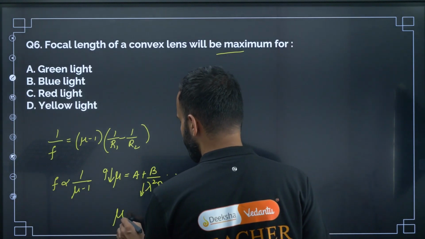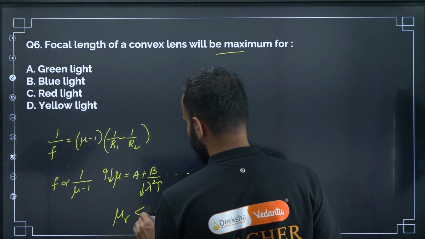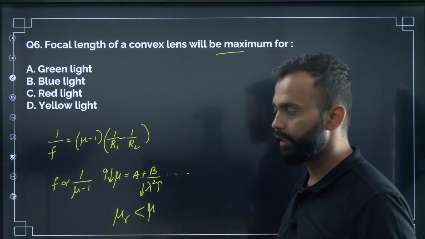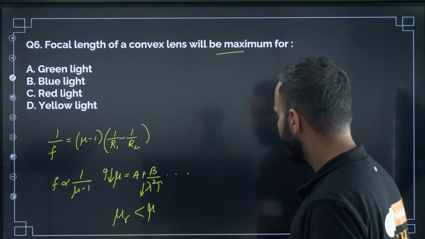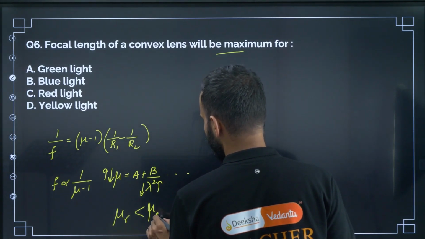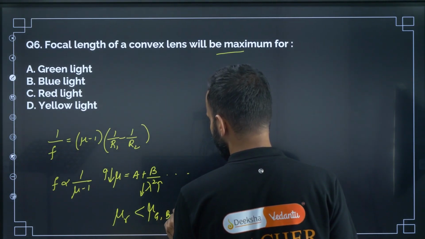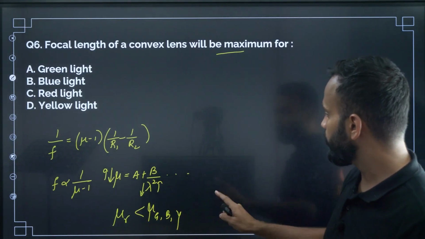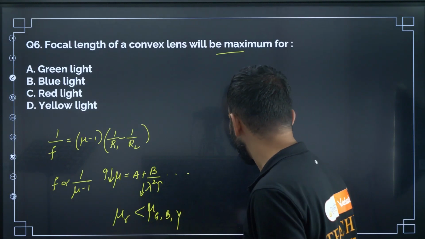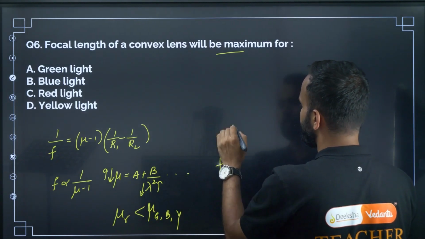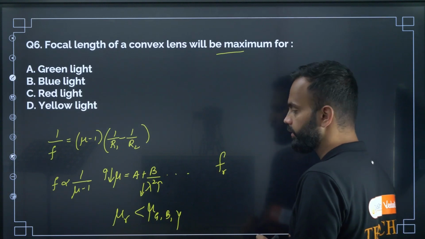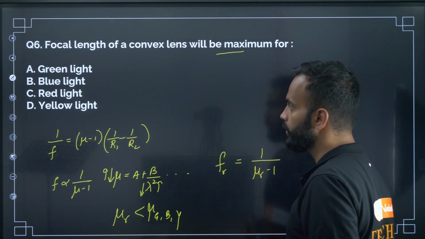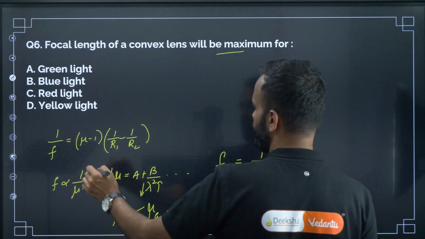The refractive index of the red color is lesser compared to the refractive index of the green, blue, and yellow lights. Therefore the focal length of the convex lens is maximum for red color compared to green, blue and yellow. So the correct option is C.